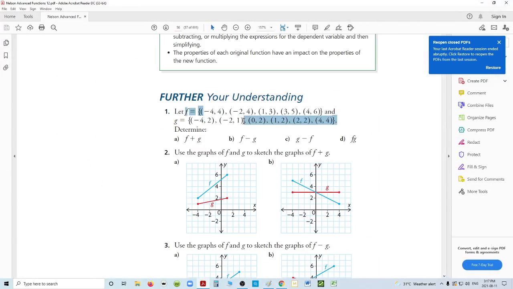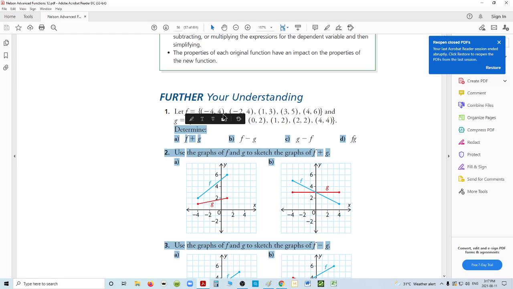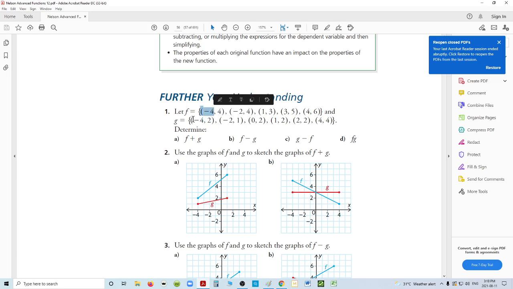So here they give you a function that's coordinates, and then they give you another function that's coordinates, and they ask you to add them. And in this case, wherever you see matching x values, like -4, you would add their y's. So here, if we're adding them at -4, we get 6, 2 plus 4. If you're doing f minus g, you would take 4 minus 2. So you get -4 comma 2 for this one, and you get -4 comma 6 for this one.